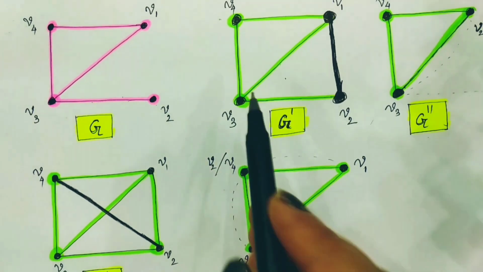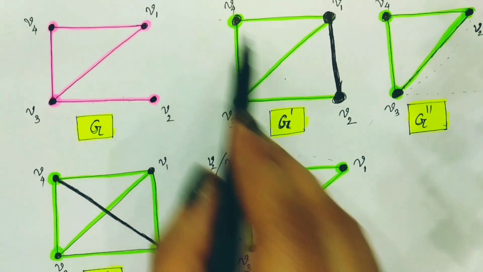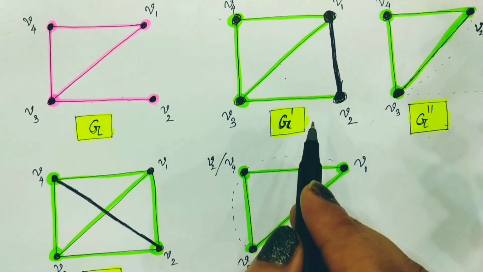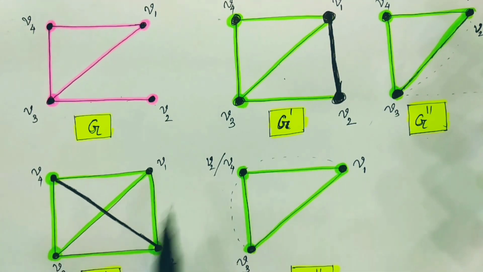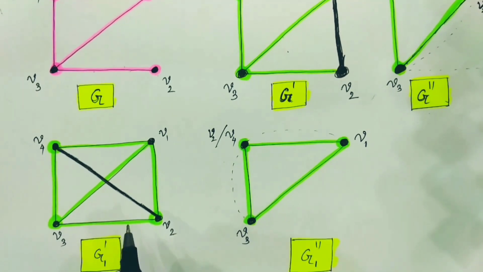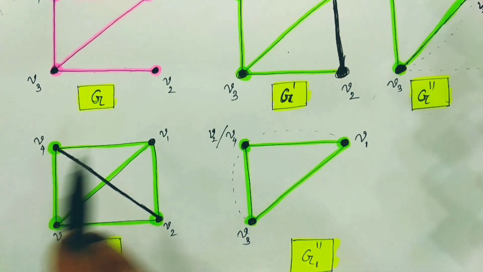From this one we have V2 and V4. These two are the non-adjacent vertices. So in the next decomposition we should add V2 and V4. So we will find G1 dashed, and again we should merge these two.